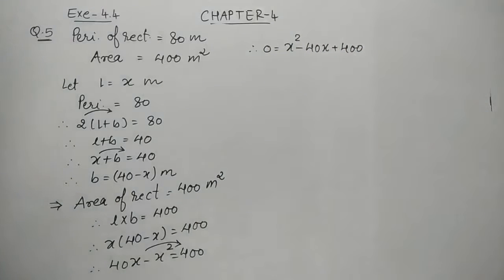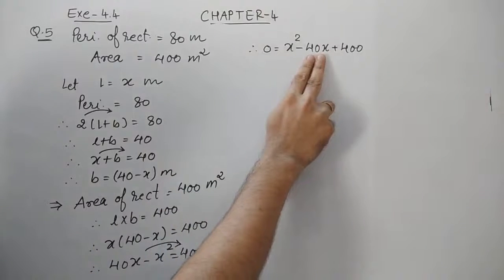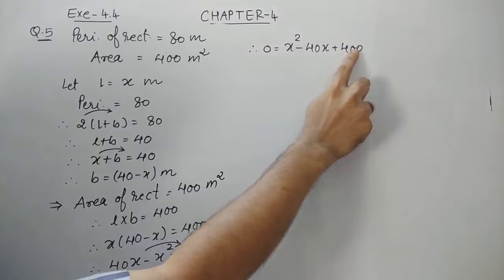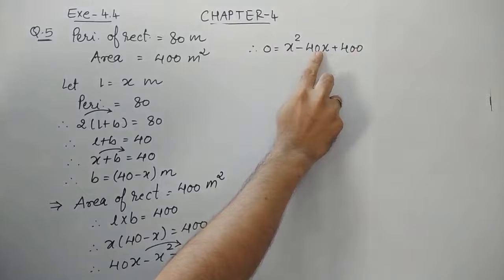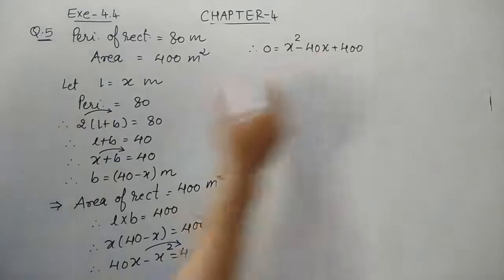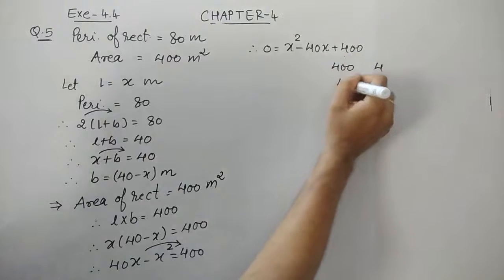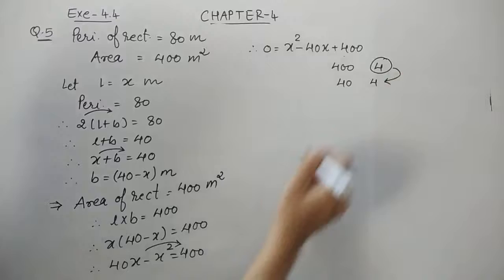Now we have to find the factors of 400 and we have to get 40. Now recall one of the sums we have done. Whenever we have to find the factors of a number which has a unit and tens digit 0 and the number which we have to obtain has a unit digit 0, we will consider this 400 as 4 and this 40 as 4. That means we have to find the factors of 4 and we have to obtain 4.